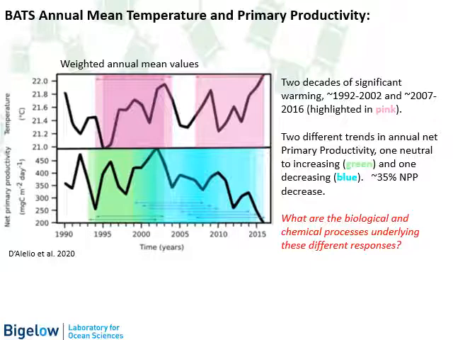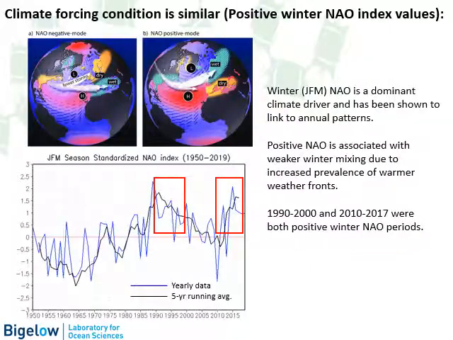So what are the biological and chemical processes underlying these different responses? Let's start with the physical forcing. The dominant physical forcing mode for climate is the North Atlantic Oscillation. The North Atlantic Oscillation comes in two modes. The positive mode leads to storms tracking a bit further to the north and leads to less mixing in the Sargasso Sea. NAO negative modes lead to storms tracking a bit further south and more mixing in the Sargasso Sea.